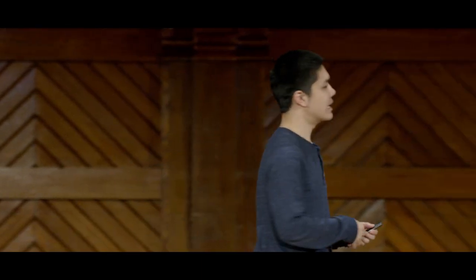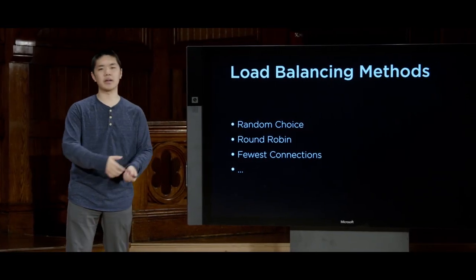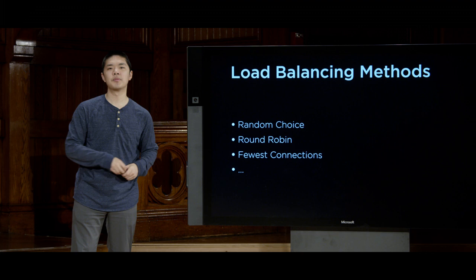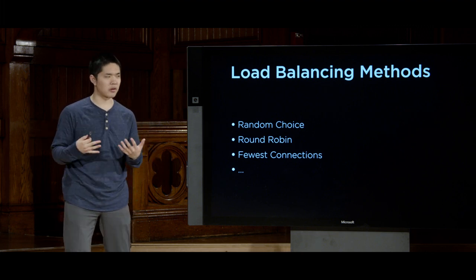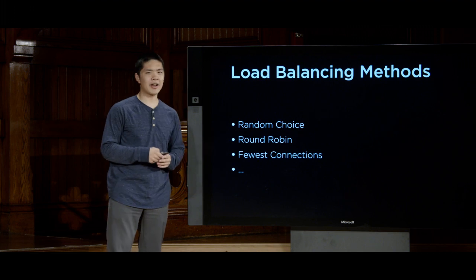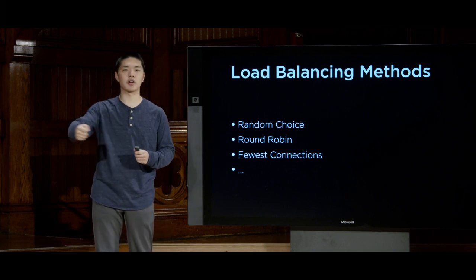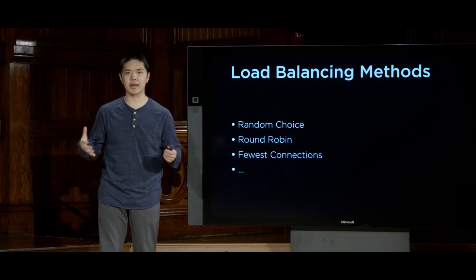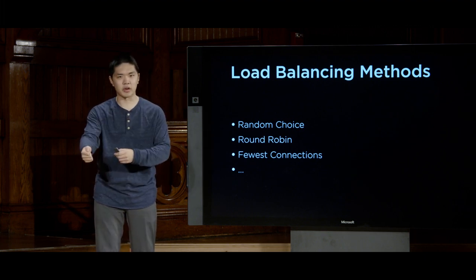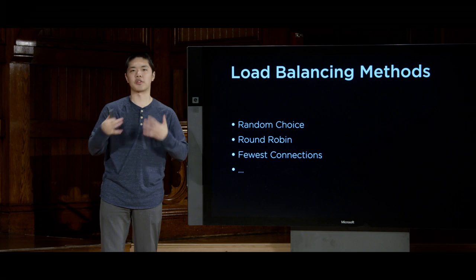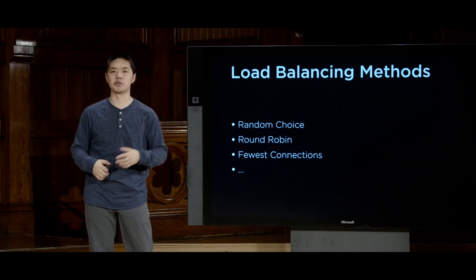Now, this might seem better than random choice in the sense that it's going to more equitably decide whether to assign any particular request to any particular server. But it also suffers from certain problems. Round robin might be great, but if some requests take longer than other requests, we might also get unlucky, and the requests that are taking longer might end up all going to one of the servers as opposed to another server.